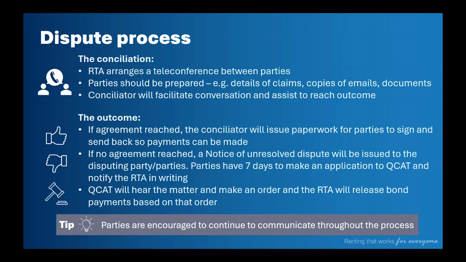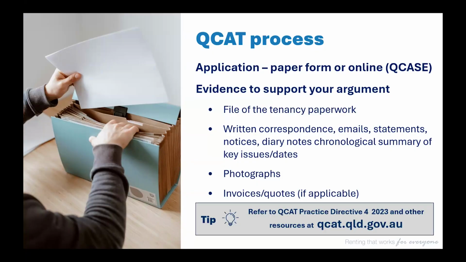If they fail to make an application or provide notification of the application to the RTA, the bond will be paid as per the original claim. Submitting an application to QCAT can be by paper form or online with QCAT's QCase system. Remember, timeframes apply as I just mentioned. Once the application has been made, QCAT will advise the parties of a hearing date. The hearing will take place, and if an order is made, QCAT will provide a copy to the RTA and the RTA will disperse the bond as per the order. If the matter is dismissed or withdrawn at QCAT, the RTA will release the bond as per the original claim form.